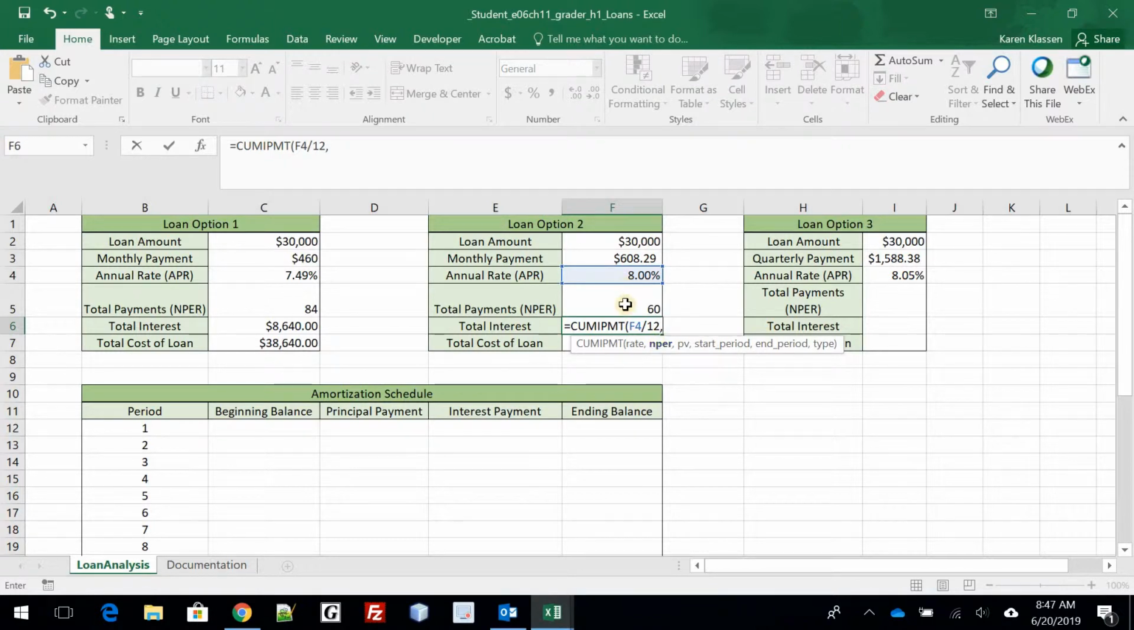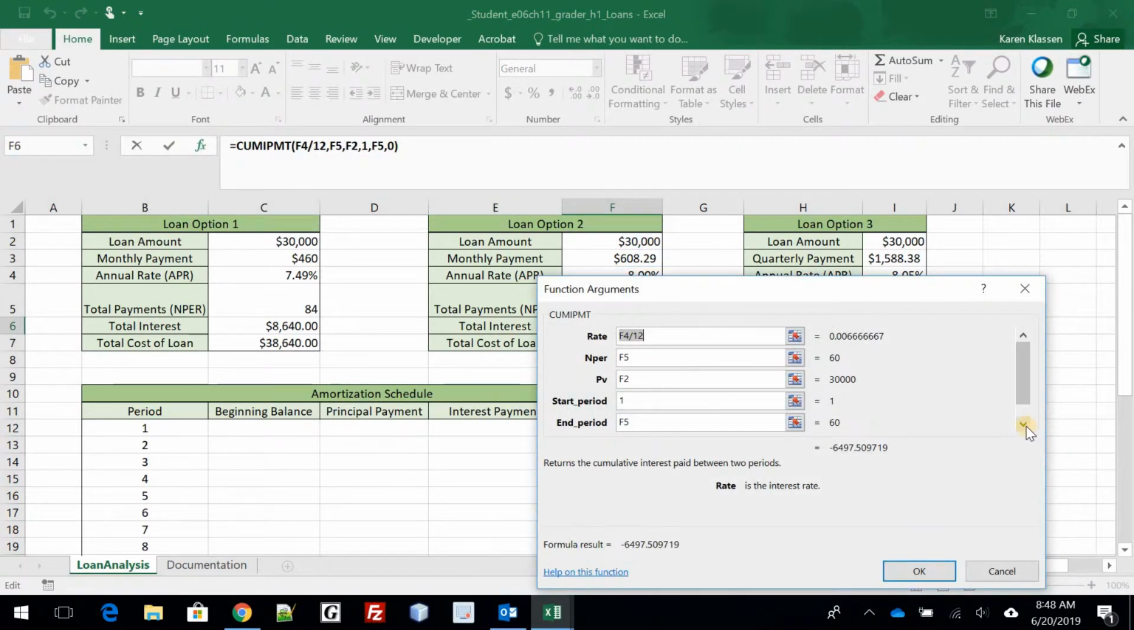My NPER, my present value, how much is my loan? My starting period is always 1, nearly always 1. And my ending period, since I'm calculating cumulative interest payments, is my NPER, total payments paid. Okay, and then the last thing is this one actually does give you payment is timed at the end of the period or the beginning of the period. Okay. So if we were doing the function argument, it would look like this.